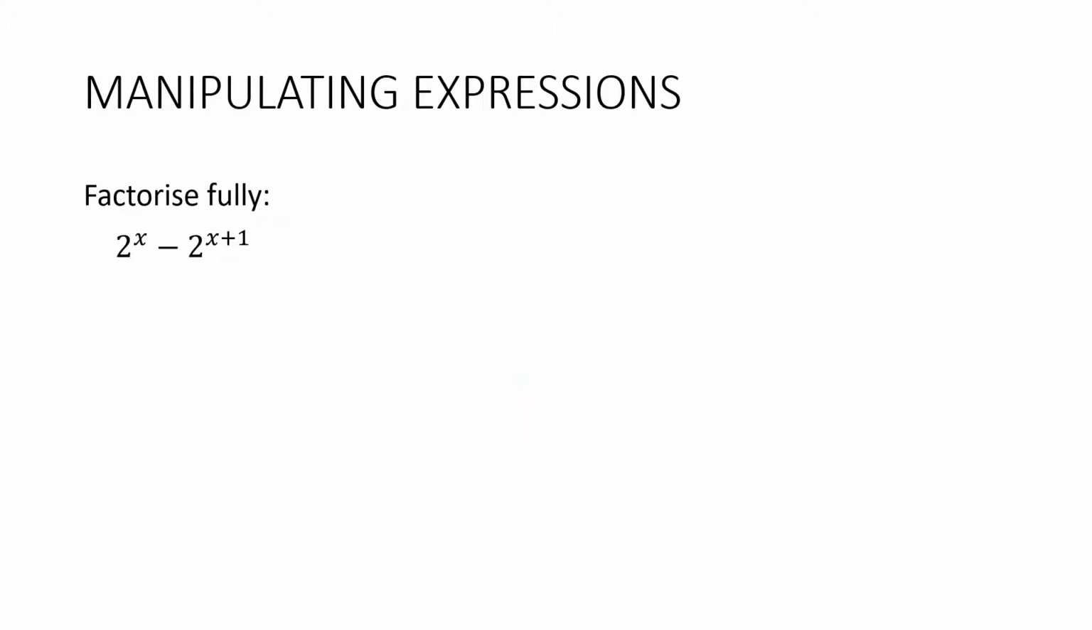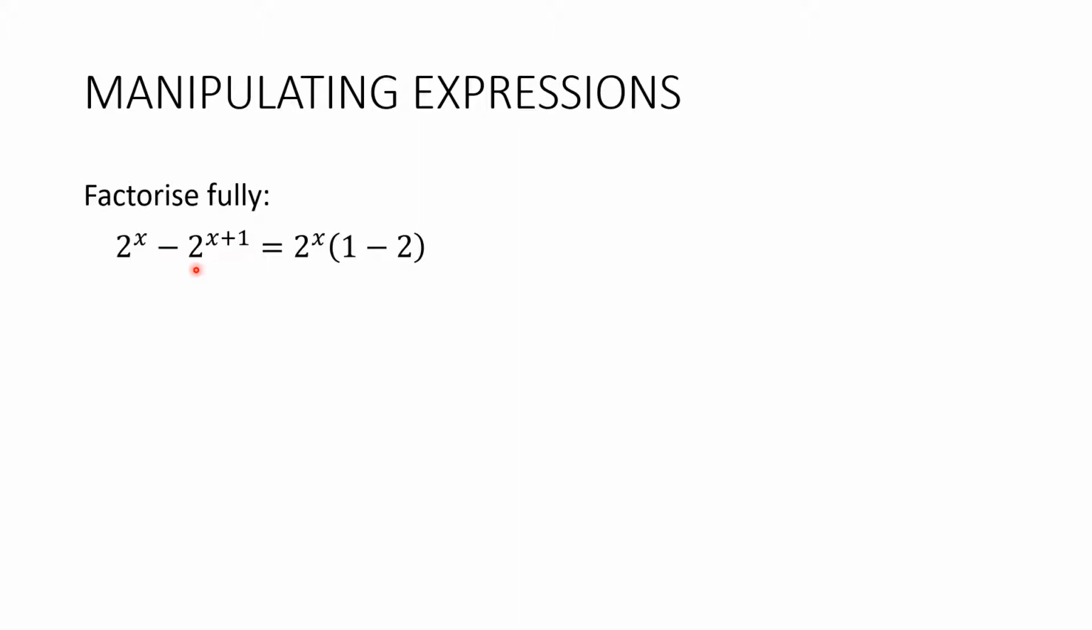Let's look at factorizing. In this case, I want to factorize 2 to the x minus 2 to the x plus 1. We need to remember that this is 2 to the x multiplied by 2 to the 1, or 2. So 2 to the x is a common factor. I'm going to bring that out the front. This first bit's easy: 2 to the x multiplied by 1.